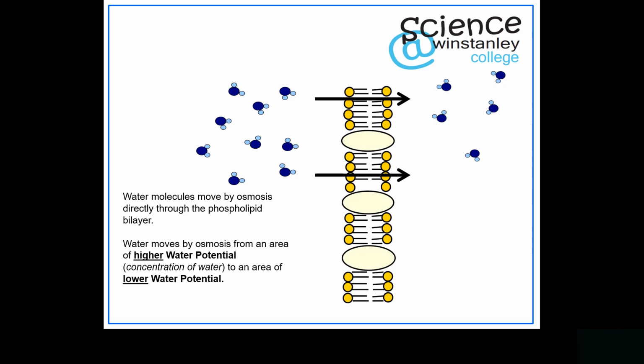And then, as in previous videos, we don't say from a high to a low, we say from a higher to a lower. So in terms of osmosis, it is the movement of water molecules from an area of higher water potential to an area of lower water potential. And in this case here, the water molecules will slowly move through the phospholipid bilayer. They can very, very slowly creep through that membrane from where there are lots to where there are fewer.